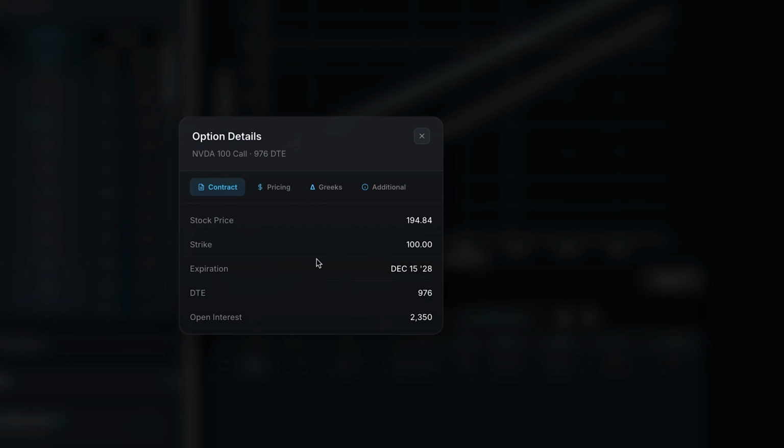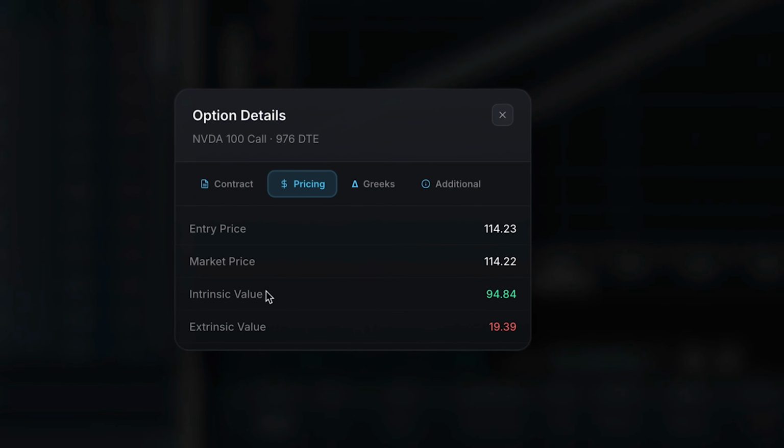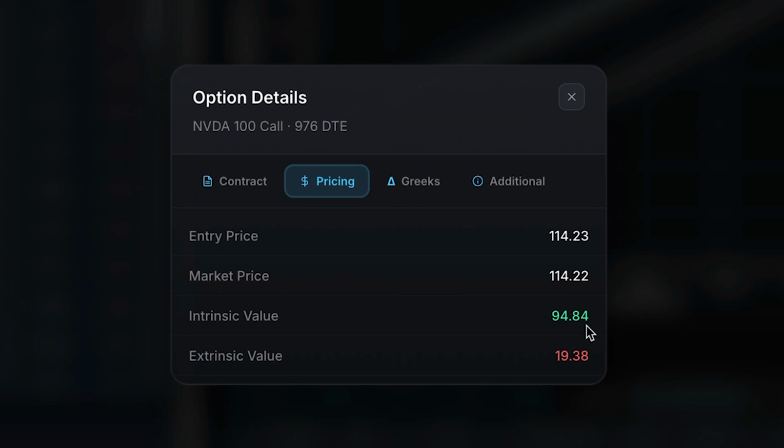And if I go to the option details and I go to the pricing components, we can see that the intrinsic value currently is just under $95, and the remaining value of the option is extrinsic value, which is $19. So a much smaller portion of this option is exposed to time decay, because it is deep in the money.